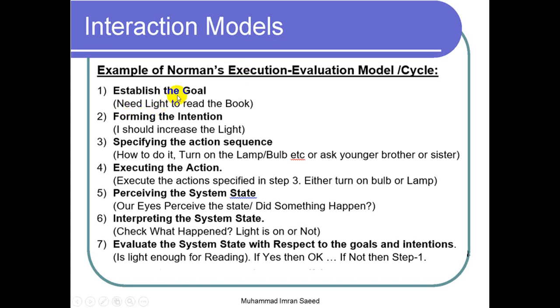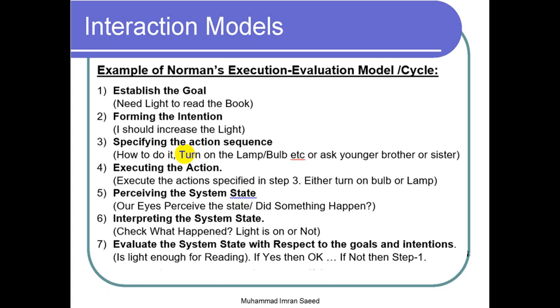We have established the goal, need the light, formed the intention, yes I should. Then I try to find out the way how to turn that lamp on, how to increase the light. Then I have performed the actions. And in the 5th step, we just perceive the system state. We do not interpret. As I told you in the class, there is a difference between perception and interpretation. Perception is getting the stimuli. Your eye, your ear gets the stimuli, and then the brain tries to interpret, tries to get the meaning out of it.